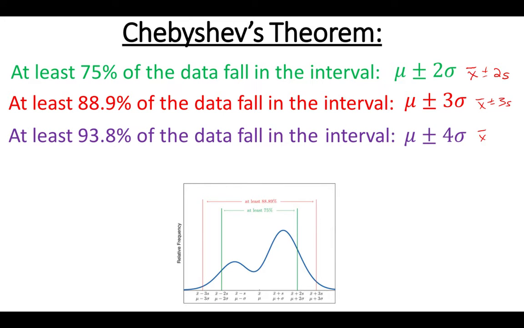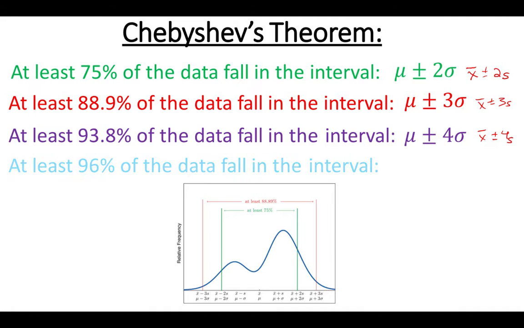So it'd be the same thing as x bar plus or minus 4s. And we're actually going to just use that x bar and s most of the time. And then for 96%, that would be within 5 standard deviations of the mean. So x bar plus or minus 5s. And here's a little graphical picture. You can kind of see what's happening.